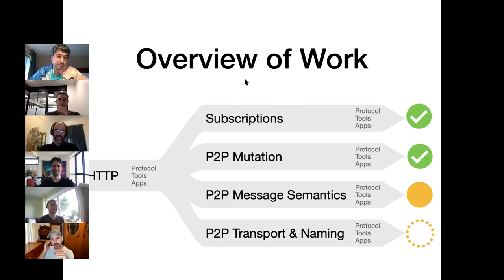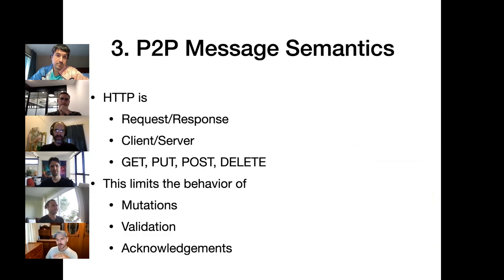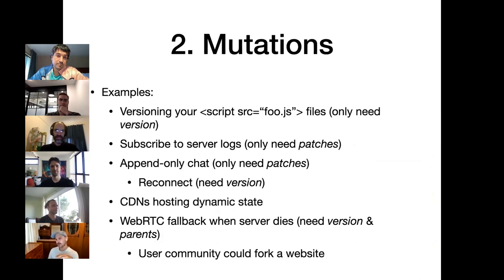In the P2P mutation section, you had a part about WebRTC. That's not currently in the Braid spec, right? Right, there's no spec for this. And that's why I was talking about this as app-specific fallbacks, because there's no standard for it.